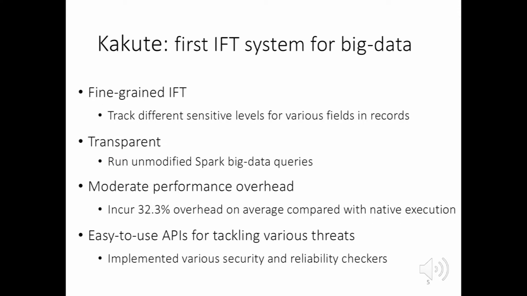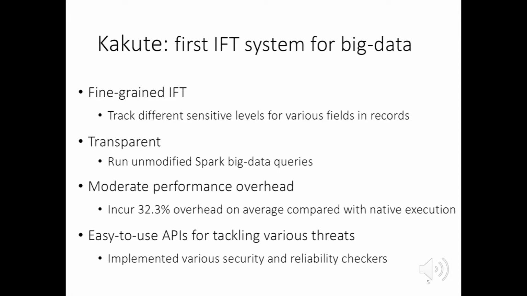We present Kakute, and as far as we know, it is the first IFT system for big data frameworks. Kakute is a fine-grained information flow checking system. It can check different sensitivity levels for various fields in data records. We implemented Kakute and integrated it with Spark. Kakute is transparent. It can run unmodified Spark queries.